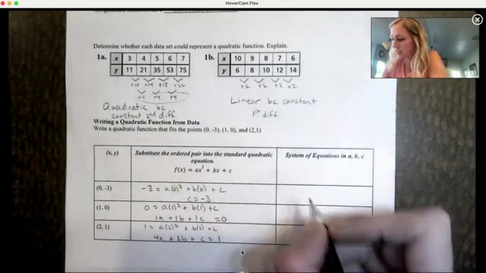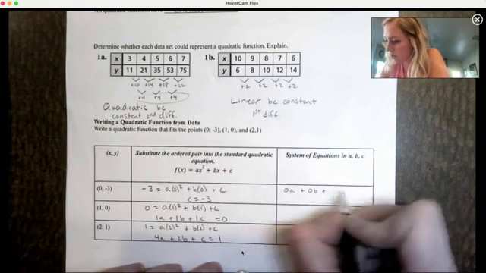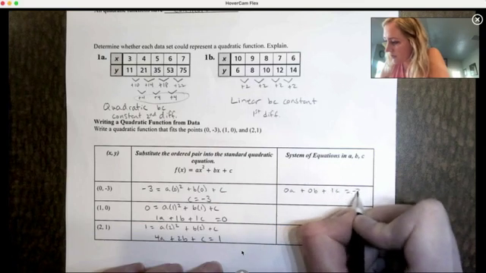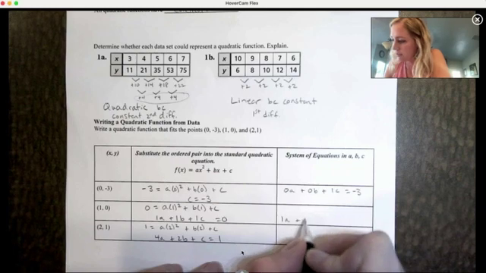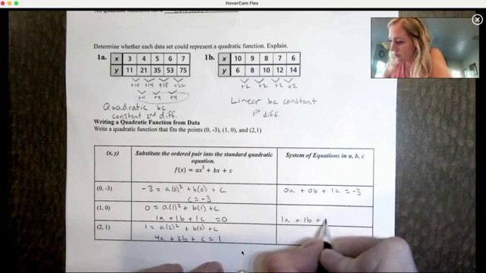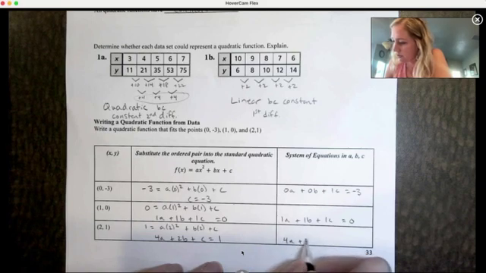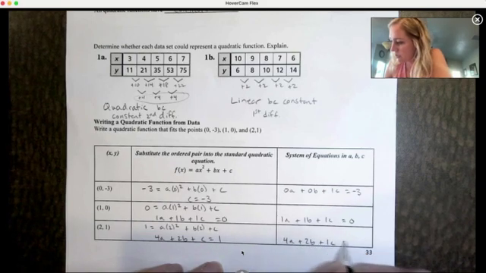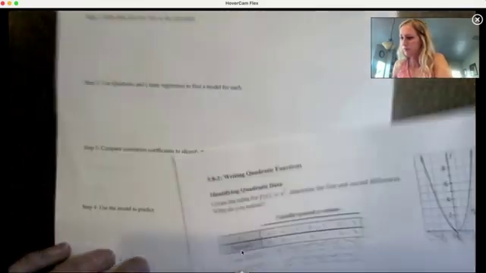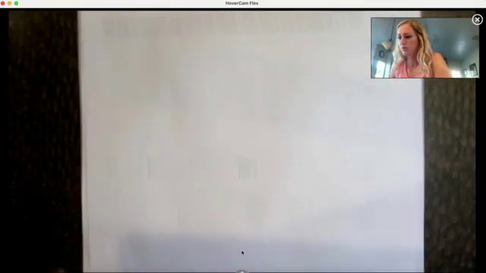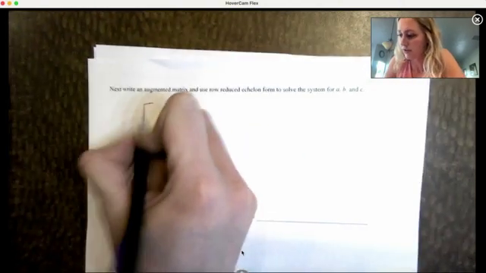Okay, so here's my system of equations. I have 0a plus 0b plus 1c equals -3. You'll see I'm writing it like this because I plan to put them in a matrix in order to solve. And we got 4a plus 2b plus 1c equals 1. Okay, so now we are going to write that as a matrix. I'm going to write it as an augmented matrix.